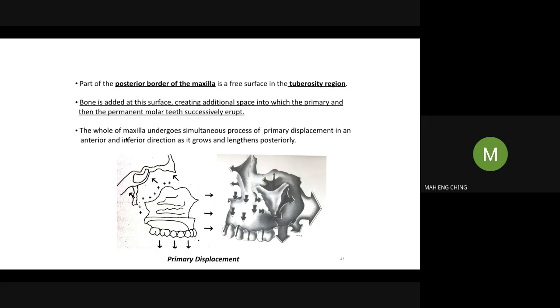So the whole of the maxilla undergoes a simultaneous process of primary displacement in the anterior and inferior direction as it grows and lengthens posteriorly. We talked about this before. The maxilla will grow in a downward and forward direction while it is pushed away from the base of the skull. This one is joined by the suture. When the suture grows, then this maxilla and the base of the skull also will grow. Again, this you call primary displacement and secondary displacement. All happen at the same time.